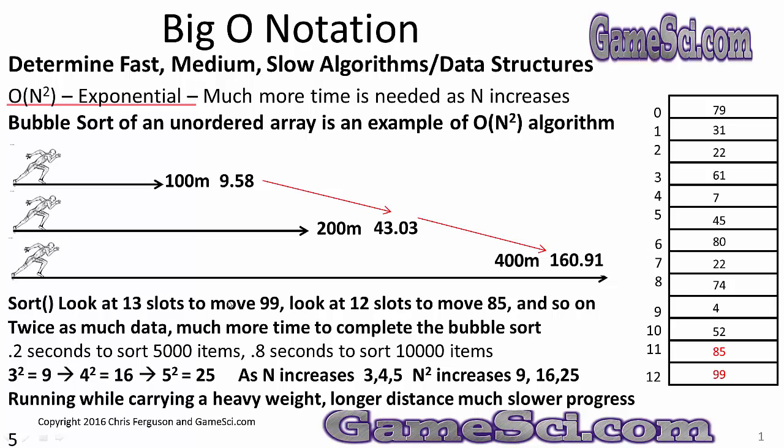Increase the weight. Now run 400 meters with 100 pounds on your back. Well, you're barely walking with that much weight on your back. It's going to take you much longer to go the distance. The longer the distance, the higher the weight, the slower the progress. That's what an order of n squared algorithm says. If I increase the size of my data, it's going to take much, much longer to process that data. If a sort algorithm is going to continually go through this data over and over and over again, you increase the size of the data, the time it takes to process it is going to go dramatically up.